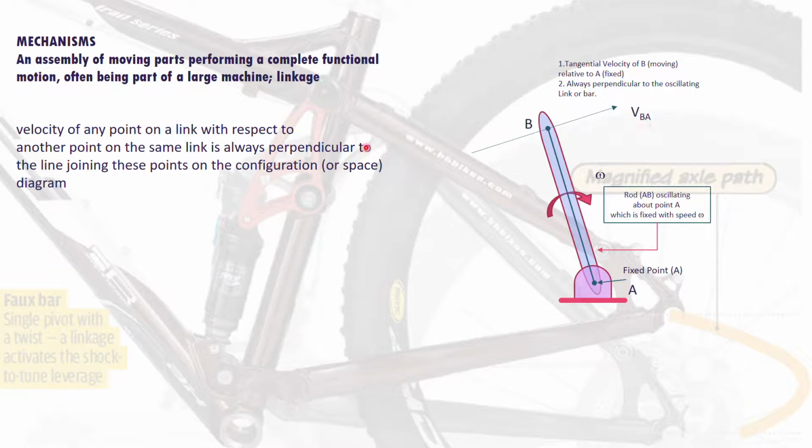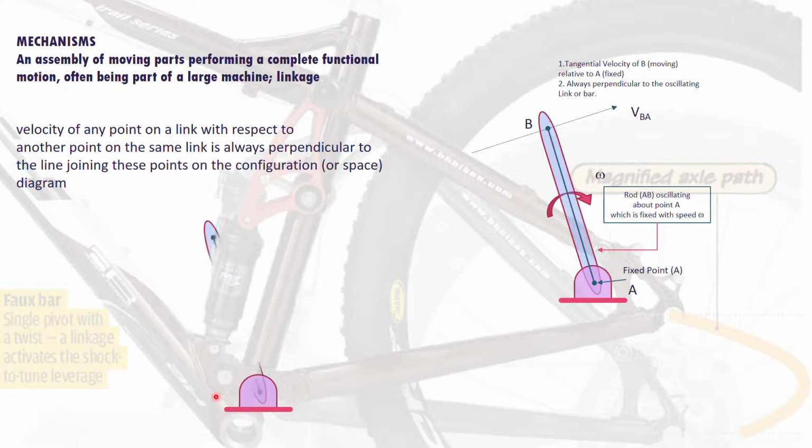The velocity of any point on a link with respect to another point on the same link is always perpendicular to the line joining these points on the diagram shown. So for the velocity of point B with respect to the fixed point A, you have to draw a line perpendicular to the line joining both points here.